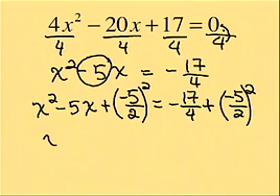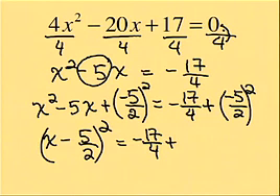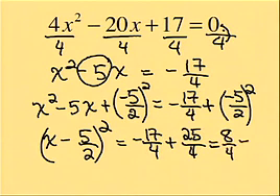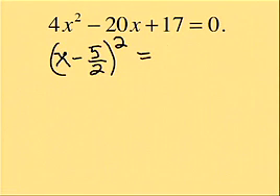On the left-hand side, we get x minus 5 halves quantity squared. So that's the factored form that we were expecting to get. On the right-hand side, we have negative 17 fourths plus, when we square this, we get 25 over 4. And then negative 17 plus 25 is equal to 8. But then 8 over 4 is, of course, 2. So what we have then is x minus 5 halves quantity squared is equal to 2. So let me rewrite that to give myself enough room to finish this problem. X minus 5 halves squared is equal to 2.